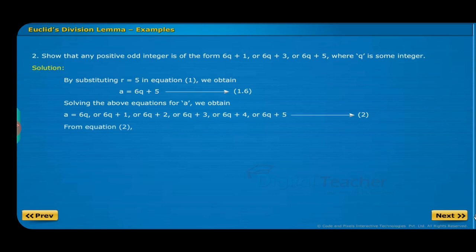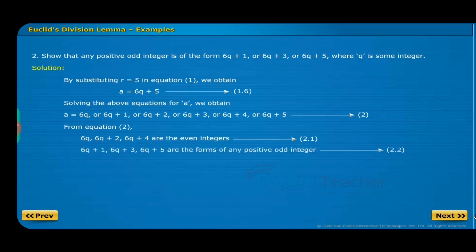From equation 2, 6q, 6q plus 2, 6q plus 4 are the even integers. 6q plus 1, 6q plus 3, 6q plus 5 are the forms of any positive odd integer.